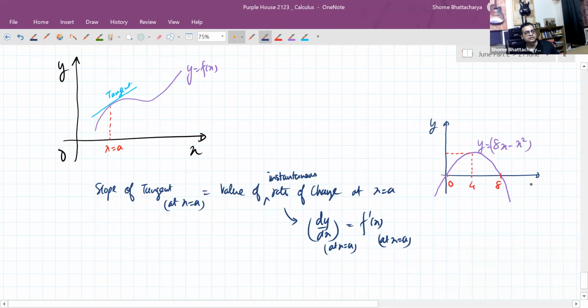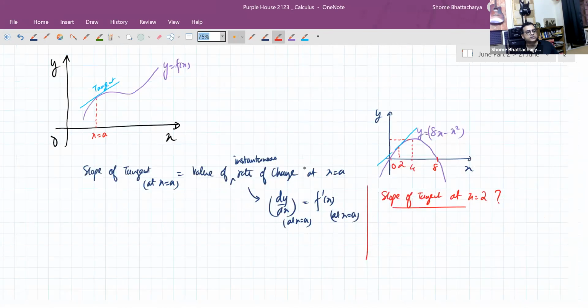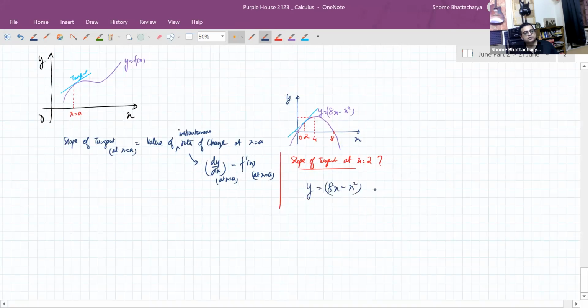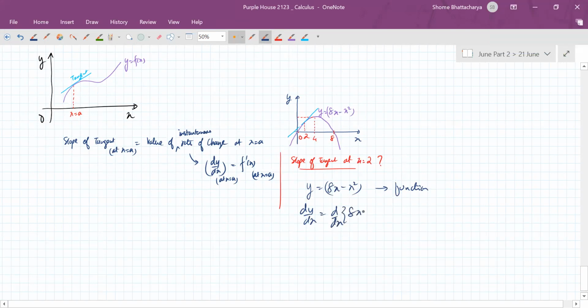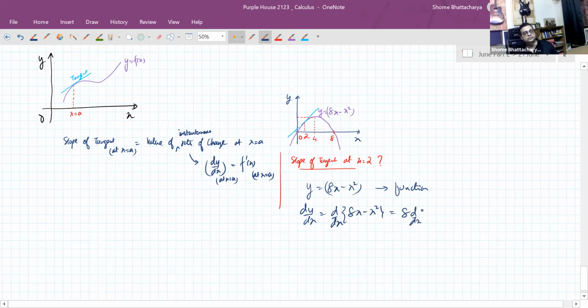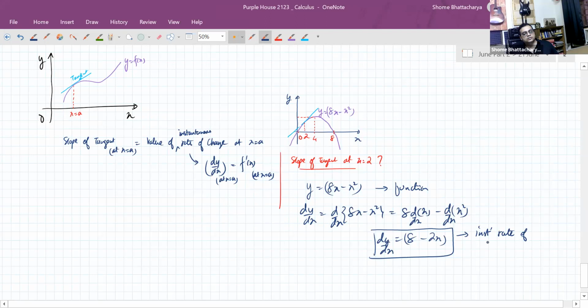Now if we want to find the slope of the tangent at any point, for example at the point x equal to 2, let's say. We want to draw a tangent at this point. So what is the first step we will do? Given the function y is equal to 8x minus x square, we'll find dy by dx by differentiating this. We'll apply all the principles of differentiation that we have just learned above. Differentiation of x is 1, differentiation of x square is 2x. So this dy by dx is basically the instantaneous rate of change of the function.